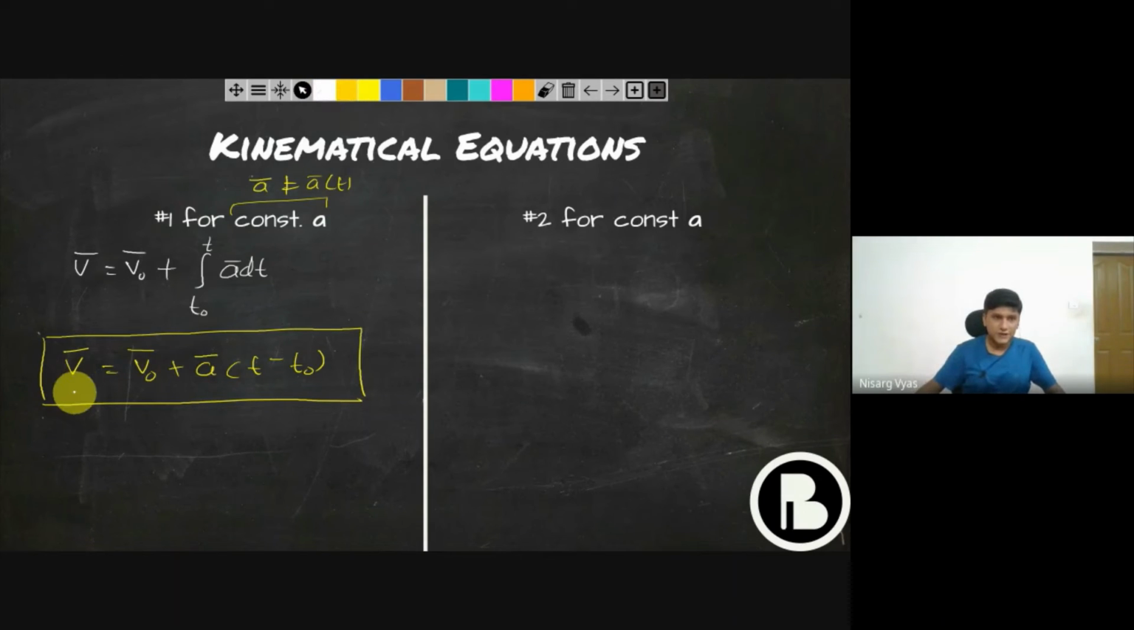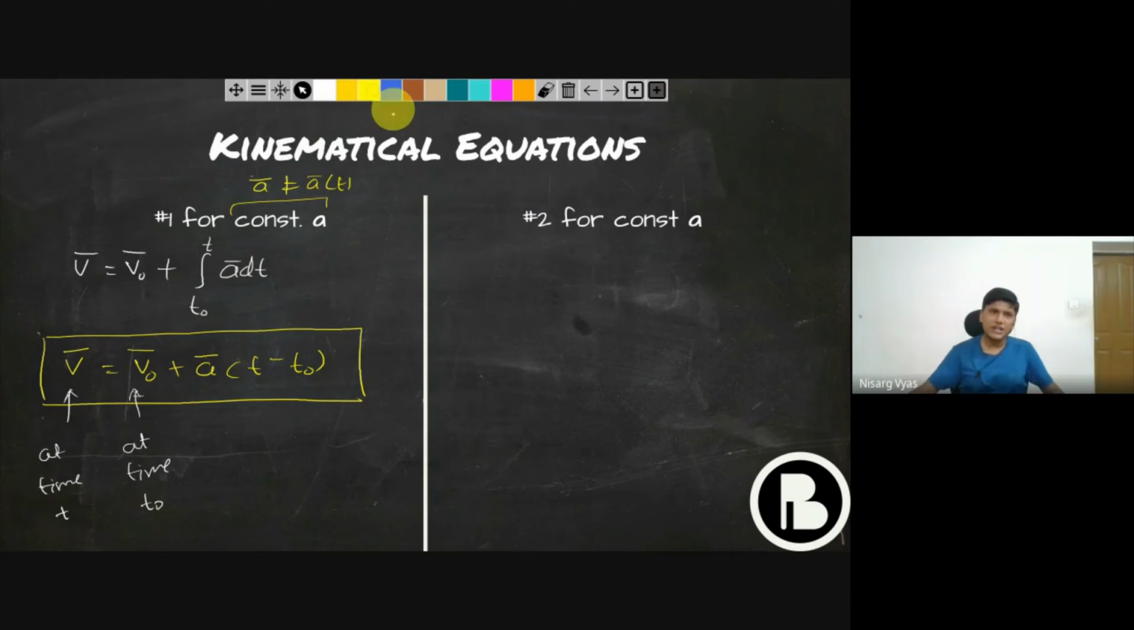where t naught is some initial time and t is the time at which we are finding this velocity. So this is the vector of velocity at time t. This is the vector of velocity at time t naught. And this is acceleration, which is constant. So this is the first kinematical equation for constant a.